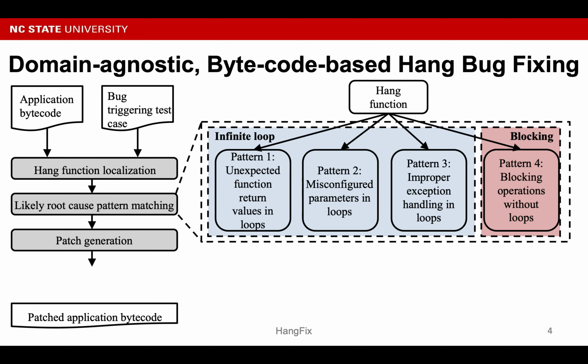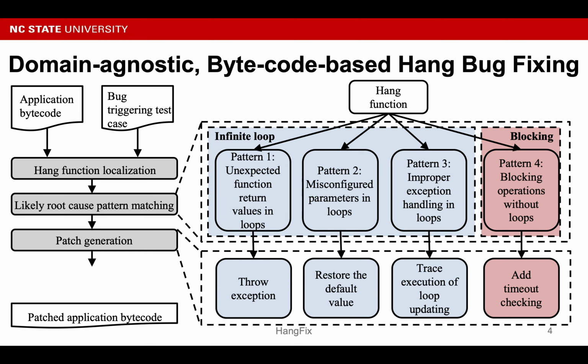The next step, patch generation. HangFix produces the patch based on the identified root cause pattern. HangFix adopts simple strategies to enable the system to jump out of the stuck state. For example, HangFix throws exception, restores the default value, traces execution of loop updating, and adds timeout checking to fix the hang bugs. Lastly, HangFix validates the generated patch and produces the patched code.